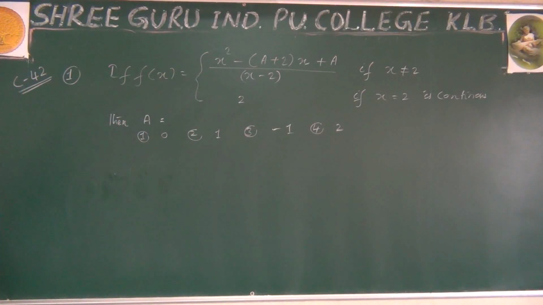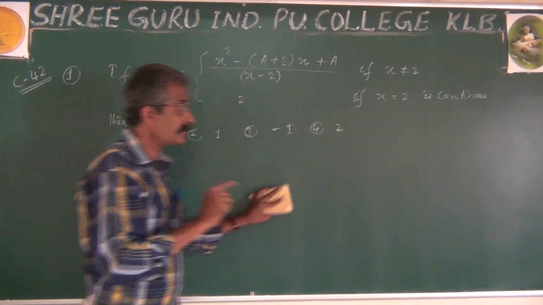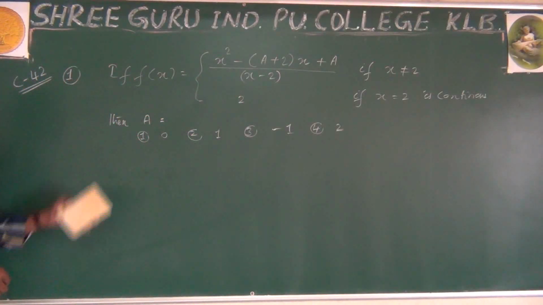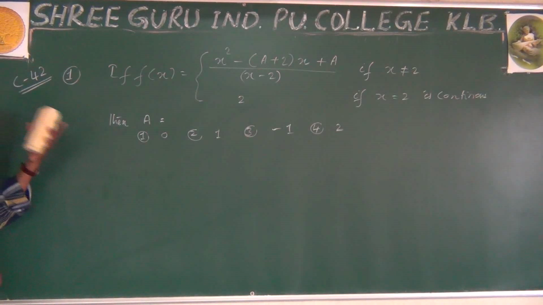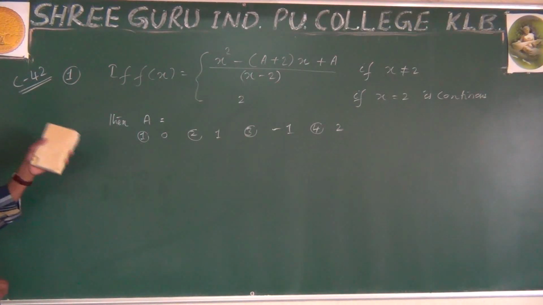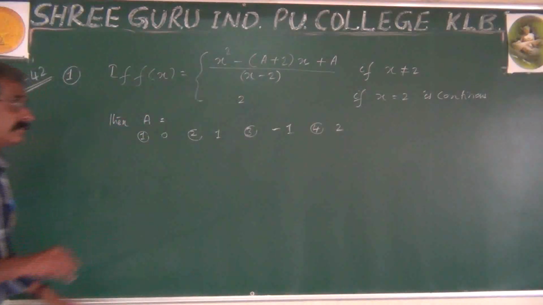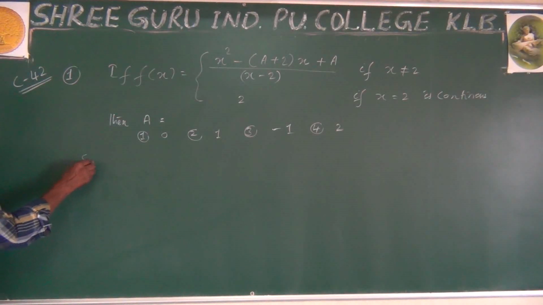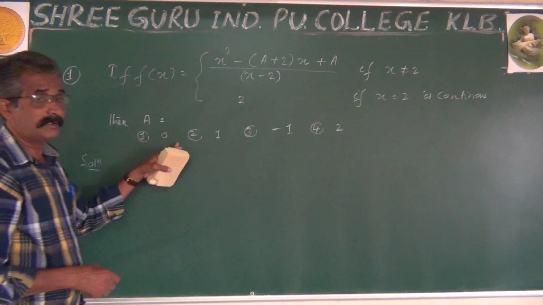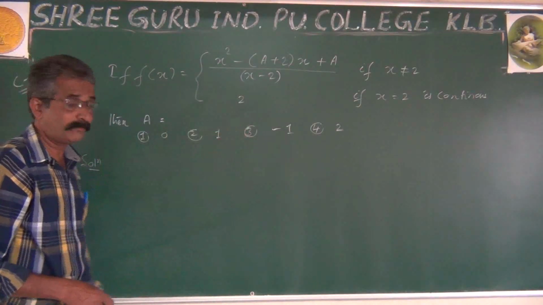So bear in mind, we are solving an MCQ problem, so we shall not waste more time. If it is a theory problem, you have to take the proper steps. Because we are solving for an MCQ examination, you need to save time. I directly work out the solution like this. As the function is continuous, obviously the limit of the function equals f of 2.